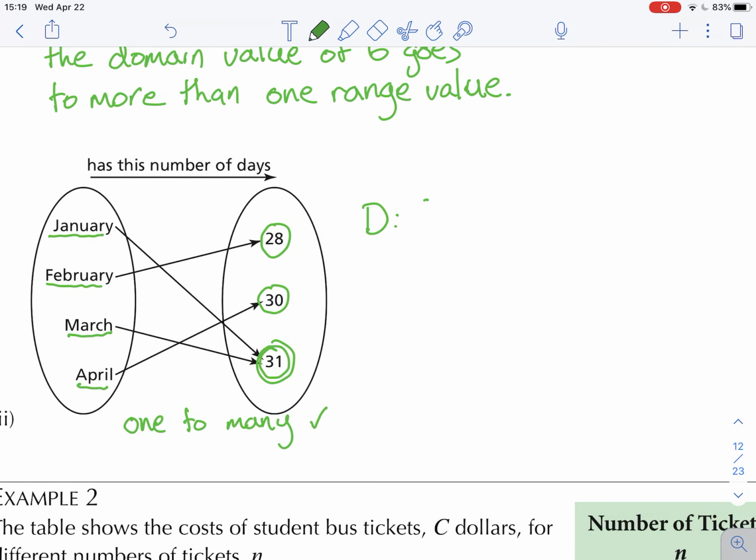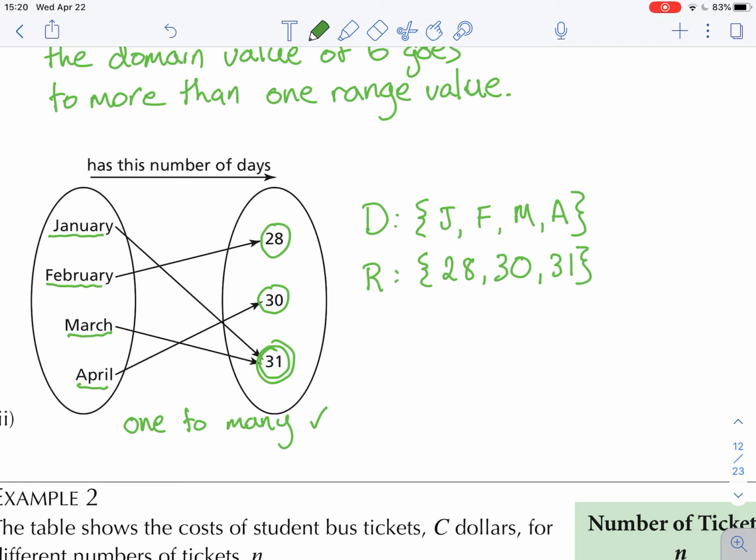in the range. So now we're going to write the domain and the range. The domain is the set of all values that are January, February, March, and April. That is our set of domain values. Our range values are 28, 30, and 31.